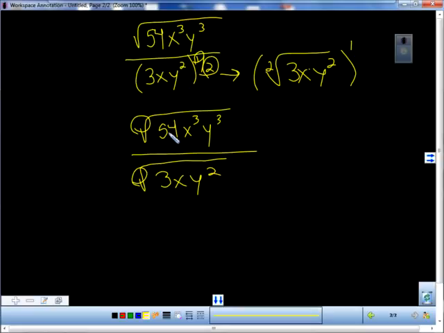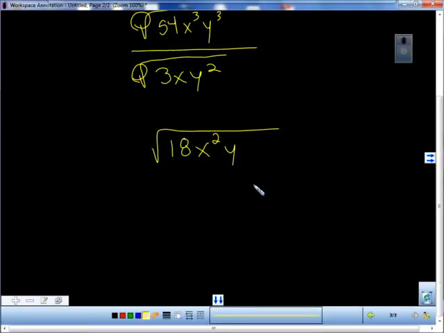So now what I'm going to do is divide everything inside the radical. So I have the square root of 54 divided by 3 is what? 18. I have 3 x's on top, 1 on the bottom. How many will I have left? 2. So I have 18x squared, and I have 1 y left. Then we got our x squared because we got rid of 1 x on the bottom. Right. You okay?